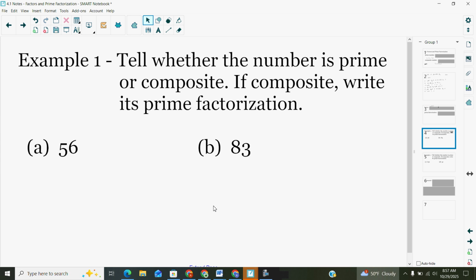So example 1 asks us to tell whether a number is prime or composite. If it's composite, write its prime factorization. So 56. Right away I can tell this is an even number, so I could divide by 2. Since it has a factor other than just 1 and itself, this is composite.